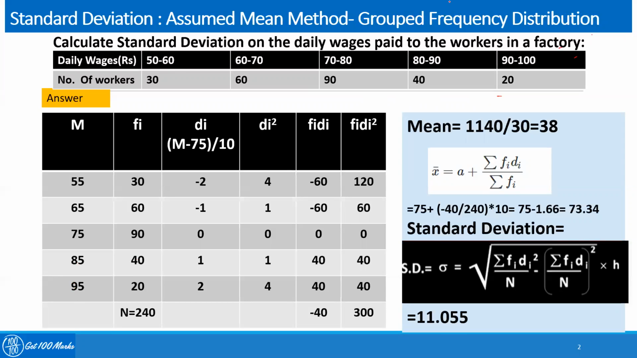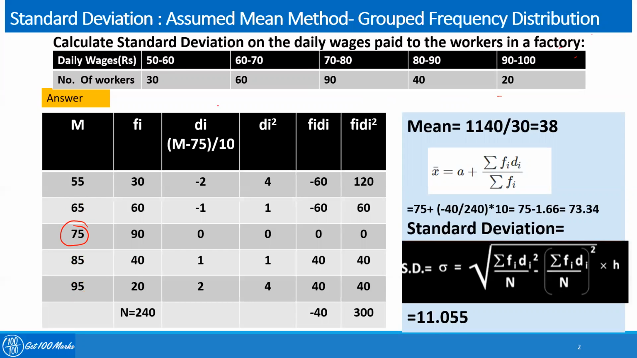Now the next thing is, we will assume a mean. How do we assume a mean? From the mean values, we can take any one value as our assumed mean. For example, I can work with 65 as my assumed mean. I can work with 85 as my assumed mean. Now since there are 5 values, I find 75 is good to go. So I have taken 75 as my assumed mean.